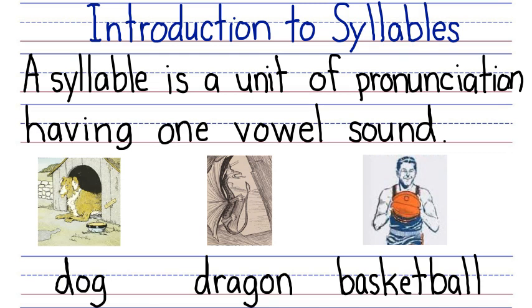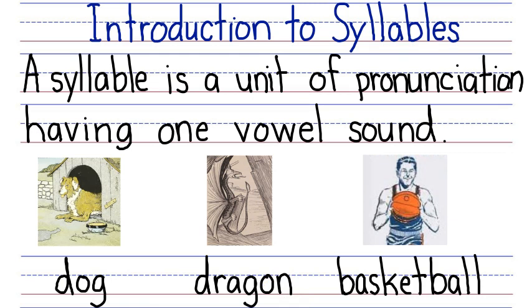So, a word with one vowel sound like dog is a one-syllable word because the word only makes one vowel sound. In this case, a short O sound, "ah," in dog. A word with two vowel sounds, like dragon, is a two-syllable word because it makes two vowel sounds. It makes the long A sound in "dra," and it makes an unstressed schwa vowel sound in "gun."